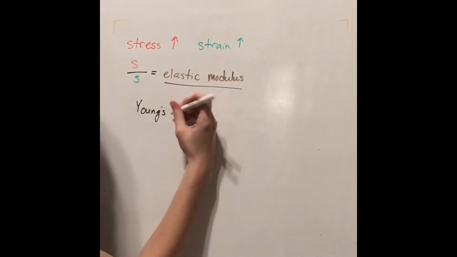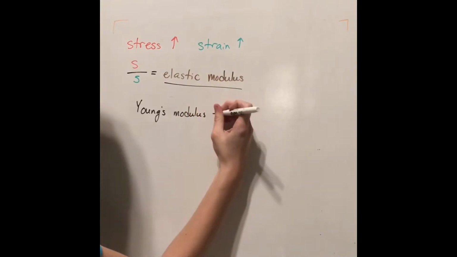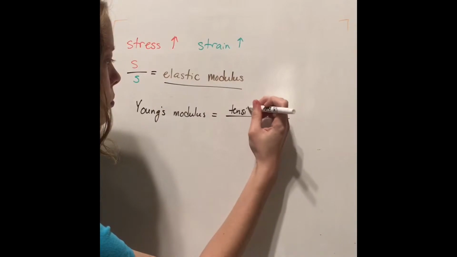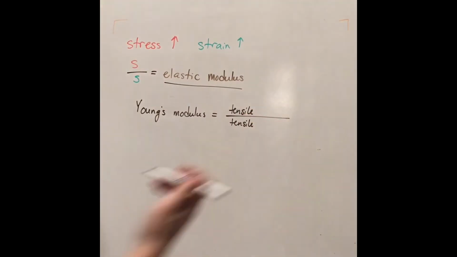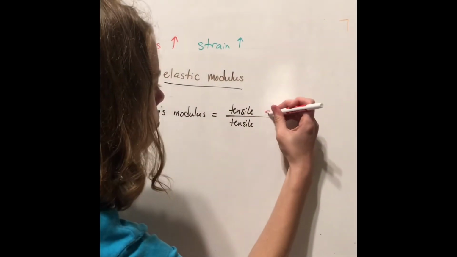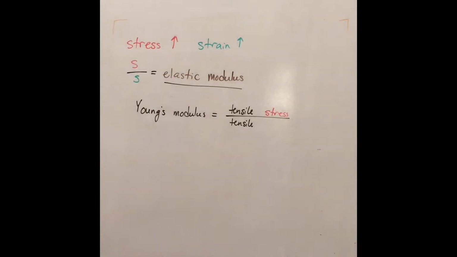The most well-known elastic modulus is Young's modulus, which is associated with tensile stress and strain. It can be calculated using the equation Young's modulus is equal to tensile stress divided by tensile strain. A material that is more resistant to elastic or recoverable deformation has a higher Young's modulus.